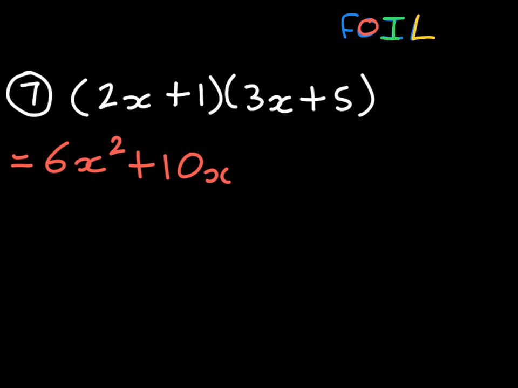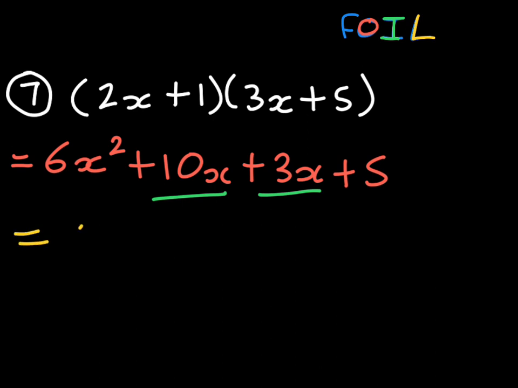Next comes the letter I, which stands for inner, and that means we're multiplying 1 by 3x, which will give us 3x. Lastly, we have the letter L for last, so we're multiplying 1 by 5, and that will just give us 5. Our final step is to identify all the like terms, and as we can see, the only two like terms we have will be 10x and 3x, so we can add them up together to get 13x.